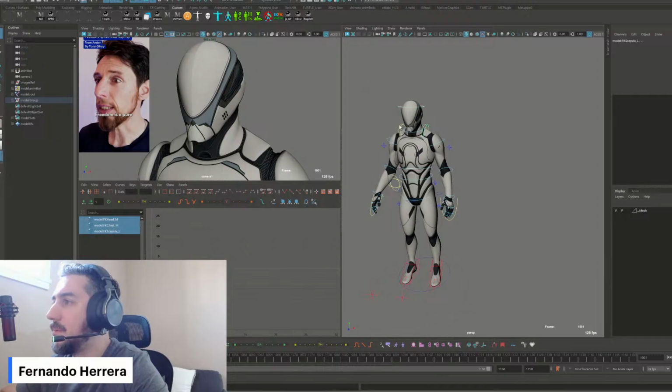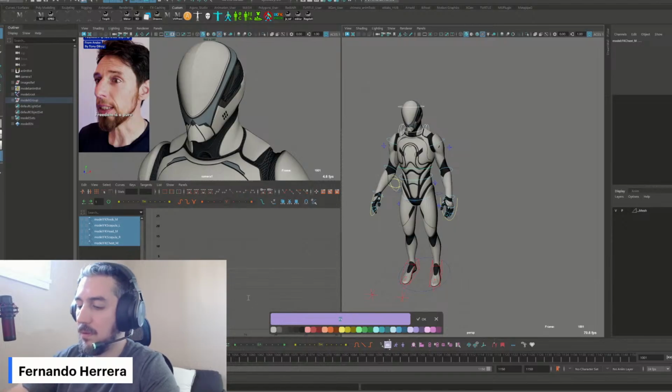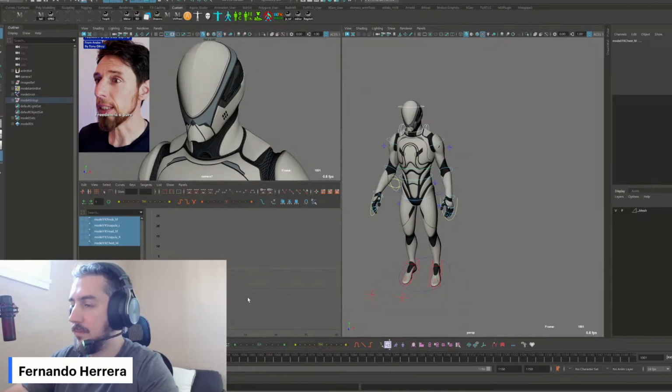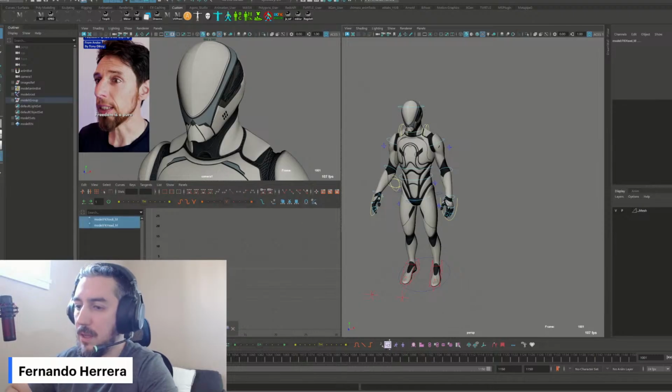Okay, so usually what I do is I'll create a button for a selection. And I'm going to create another button for head and neck. So I'm going to have it here, right? Okay.